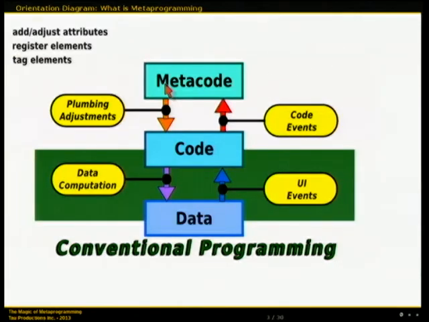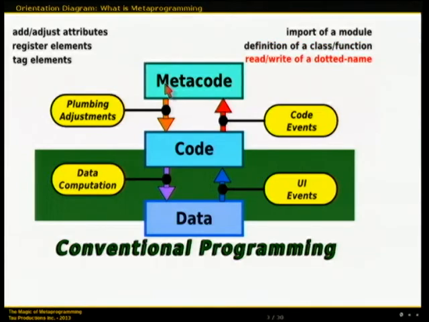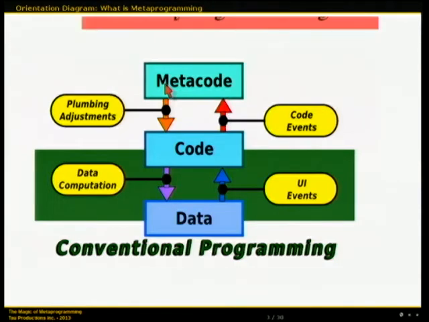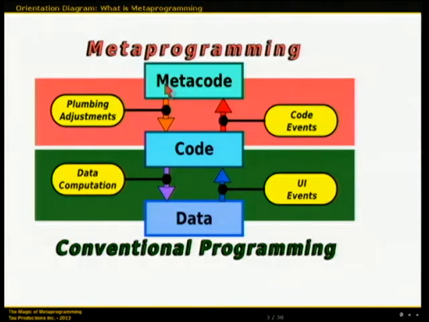And of course, the equivalent of the UI events would be code events. What kind of things would that be? It would be like when the import of a module would be an event in the life of a program, the definition of a class or function, the reading or writing of a dotted name attribute, and even calling and returning a function would be an event that we could operate upon. So the above block is the metaprogramming side of things. So there's a certain amount of symmetry there.